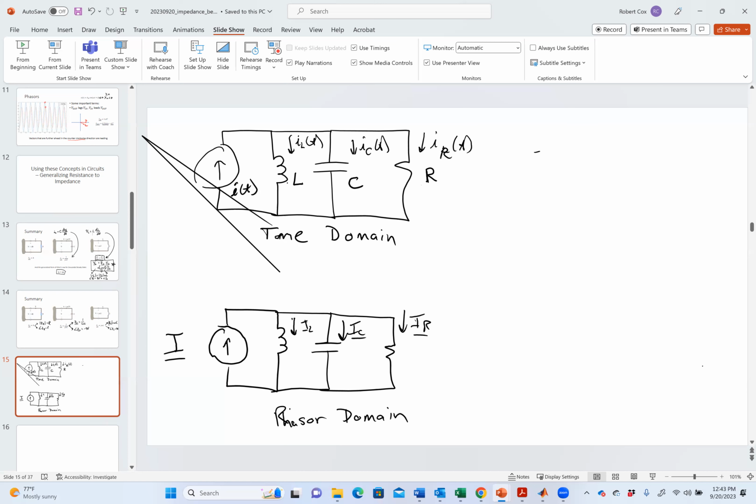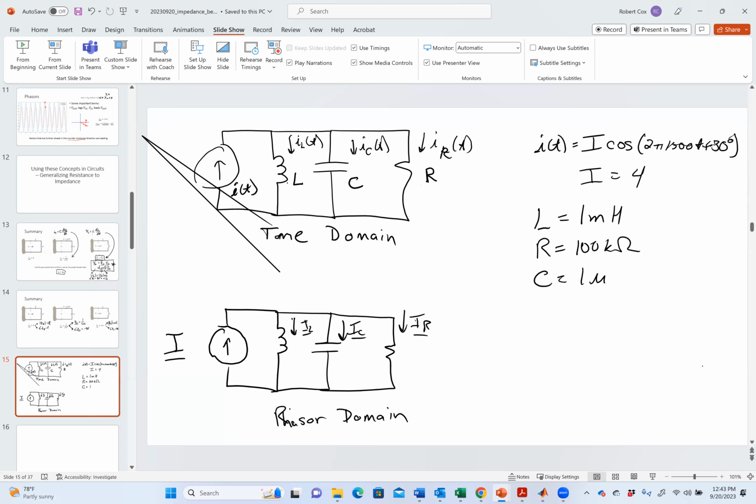So I'm going to make a couple of definitions here. I'm going to say that I want I of t, the source here, to be equal to I cosine of 2 pi 1000 t plus 30 degrees. And let's say that I is going to be equal to 4 amps, like that. So I want to map this circuit over into the phasor domain. And I'm going to give values here for L, R, and C. So let's say L is 1 millihenry. Let's say R is 100 kilo ohms. And let's say C is 1 microfarad.